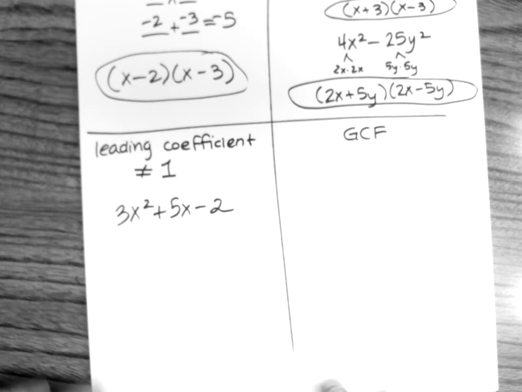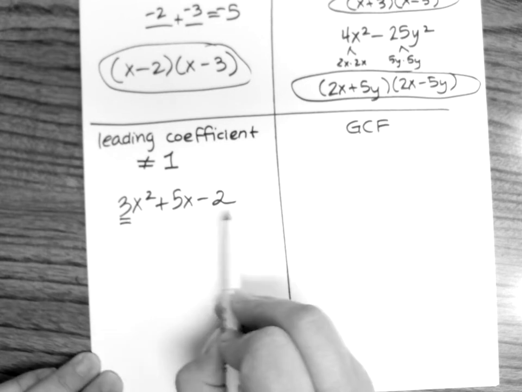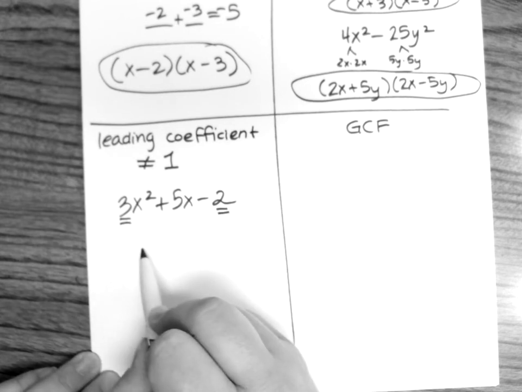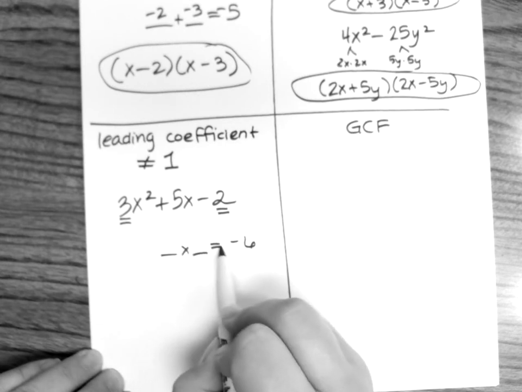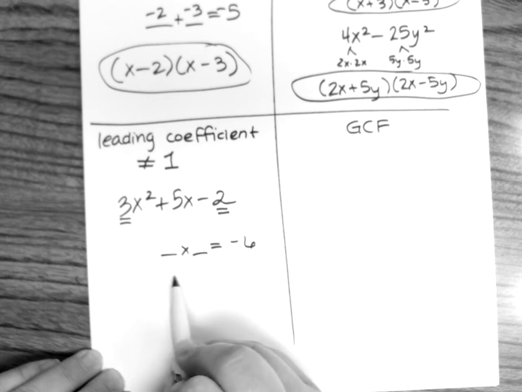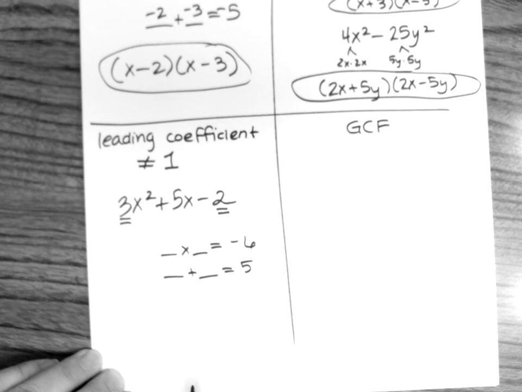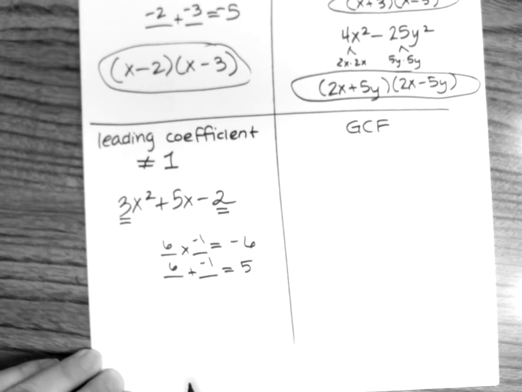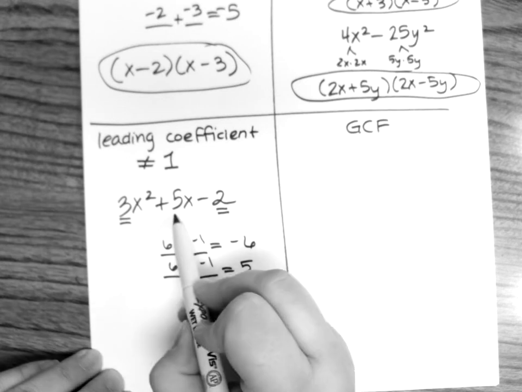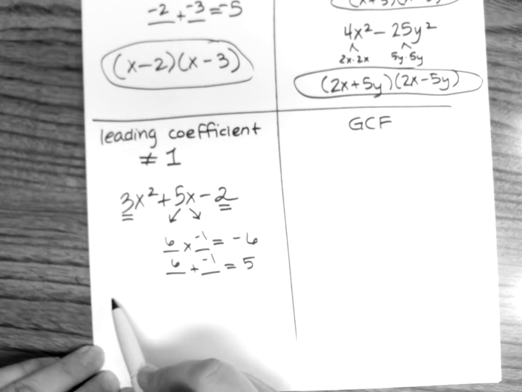Okay, this is where I start by multiplying this number and this number, the A and the C. So I multiply 3 times -2 and I get -6. And I find 2 numbers that multiply to give me that, not -2, and add to give me 5. That doesn't change. My 2 numbers are going to be +6, -1. So then what happens is I take that middle term and I split it into +6x and -1x.